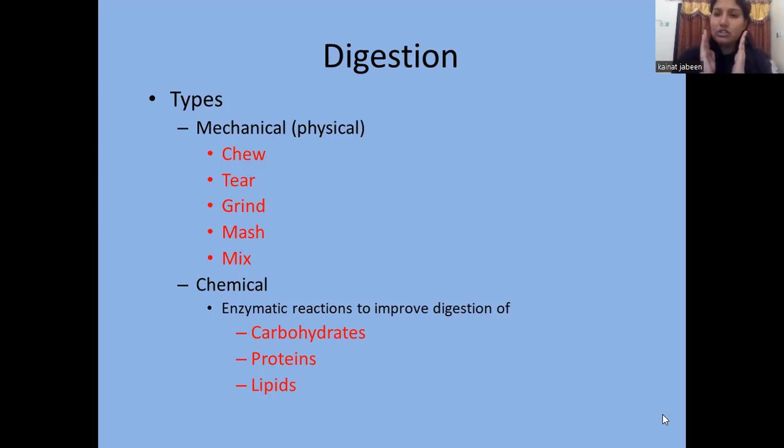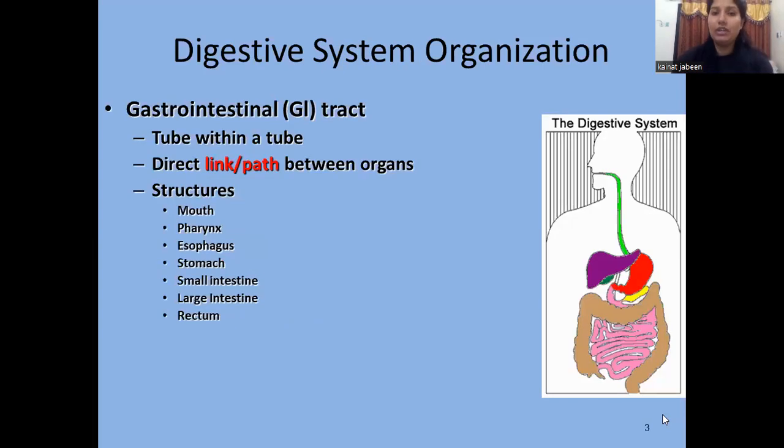In the mouth, in your saliva, there are different enzymes. Those enzymes are going to digest the different molecules that are present in your food, like carbohydrates, proteins, and lipids.